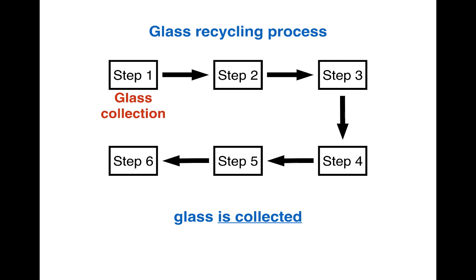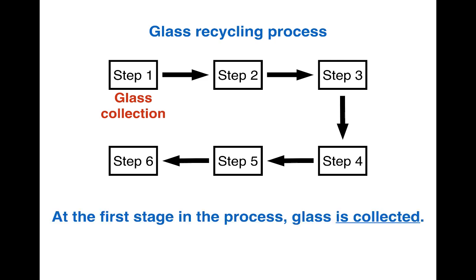Instead of using the active, which would be people collect the glass, it's better in this case to say glass is collected. And if we add some steps language to this to say that this is step 1, we get this sentence. At the first stage in the process, glass is collected. That's a typical sentence that you might write for a process diagram description.